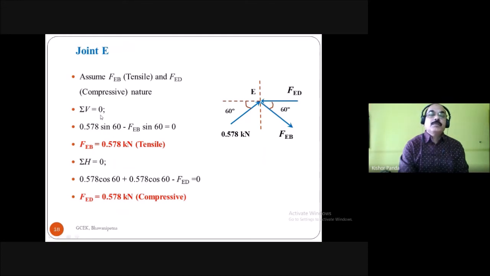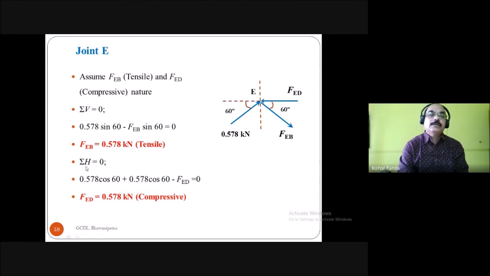Then take the summation of vertical force equal to 0. Take the component of this inclined force in the vertical direction, and this is also the vertical direction. So here, in the vertical direction, 0.578 sin 60, and here FEB sin 60. So 0.578 sin 60 minus FEB sin 60 is equal to 0. Then FEB is equal to 0.578 kilonewton tensile, because here you got the positive value, and the nature of the force is tensile.